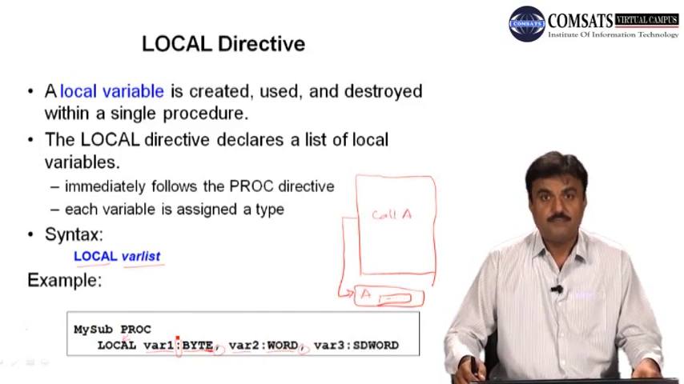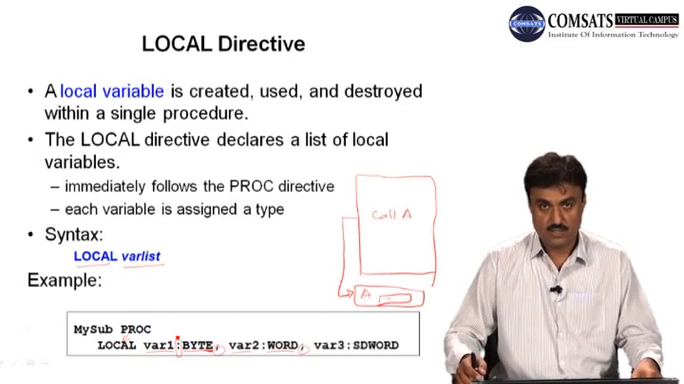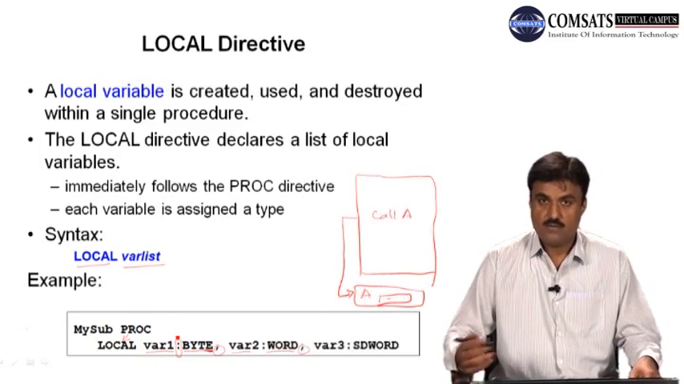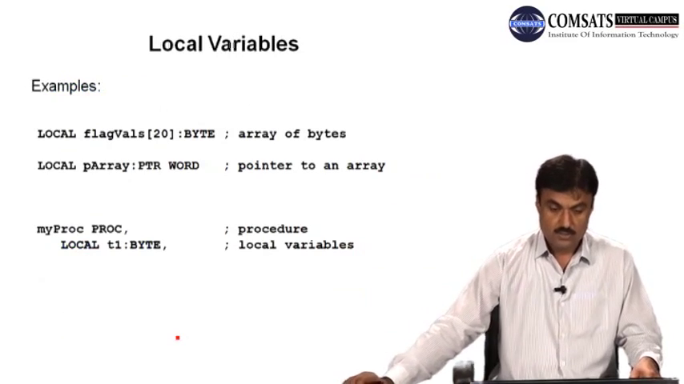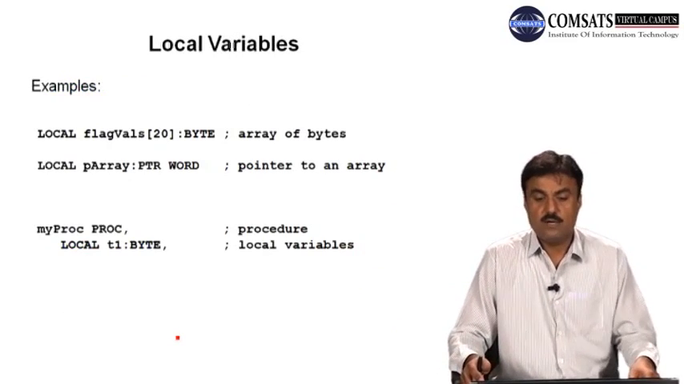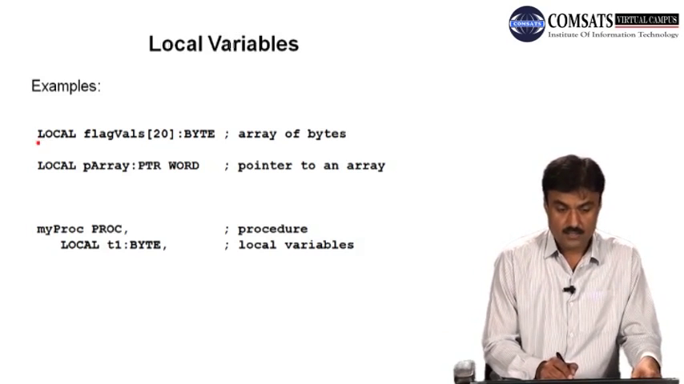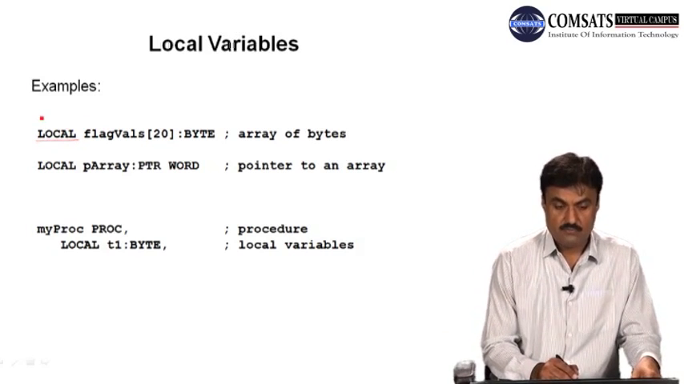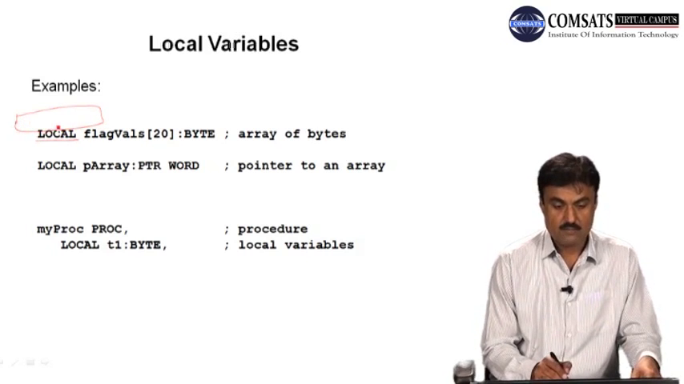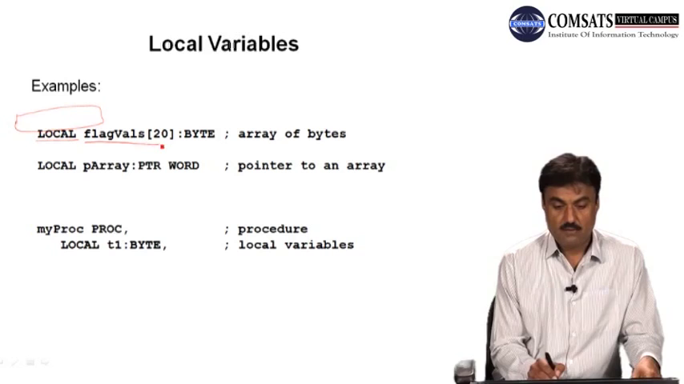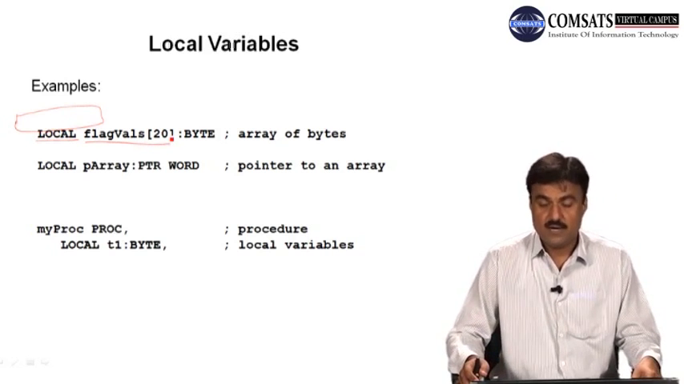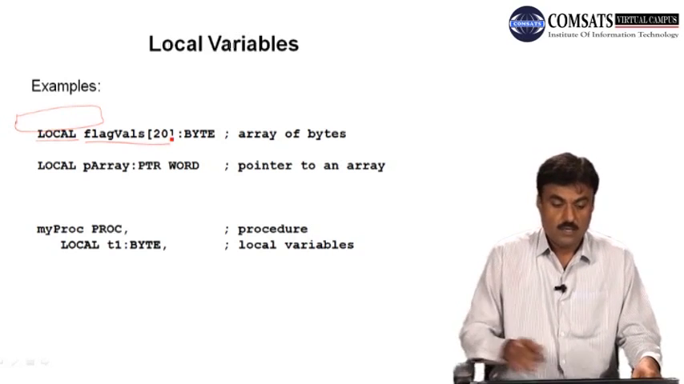They will be used inside the procedure and they will be removed from the memory when we exit from the procedure. Now this is one example. Here you can see there is the local directive. Definitely the procedure directive is immediately above this local directive, and we have one array of 20 bytes and its type is byte, and this is an array of bytes.